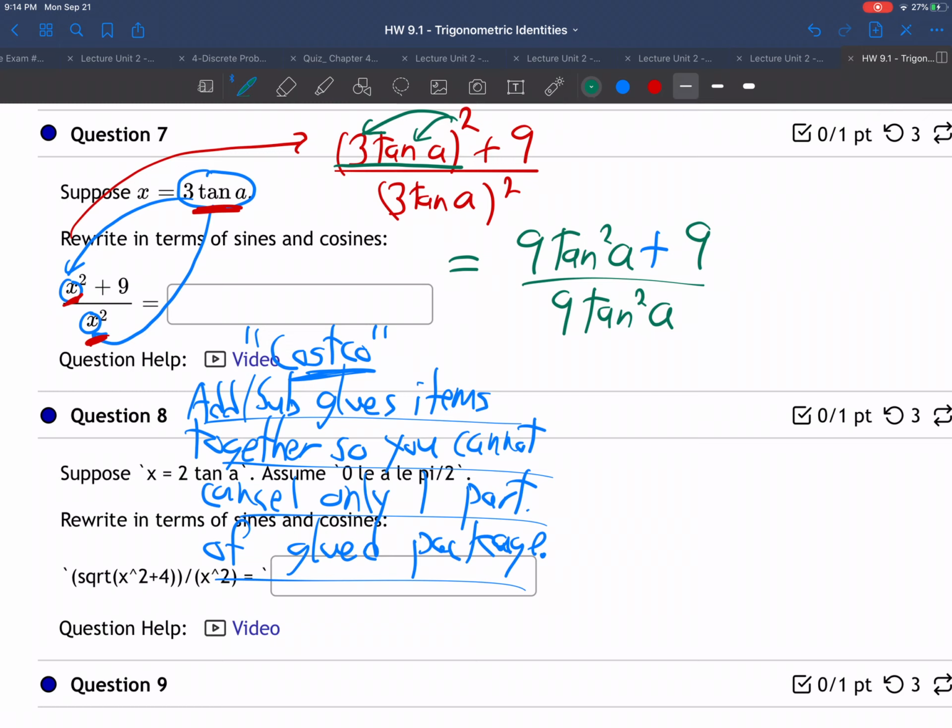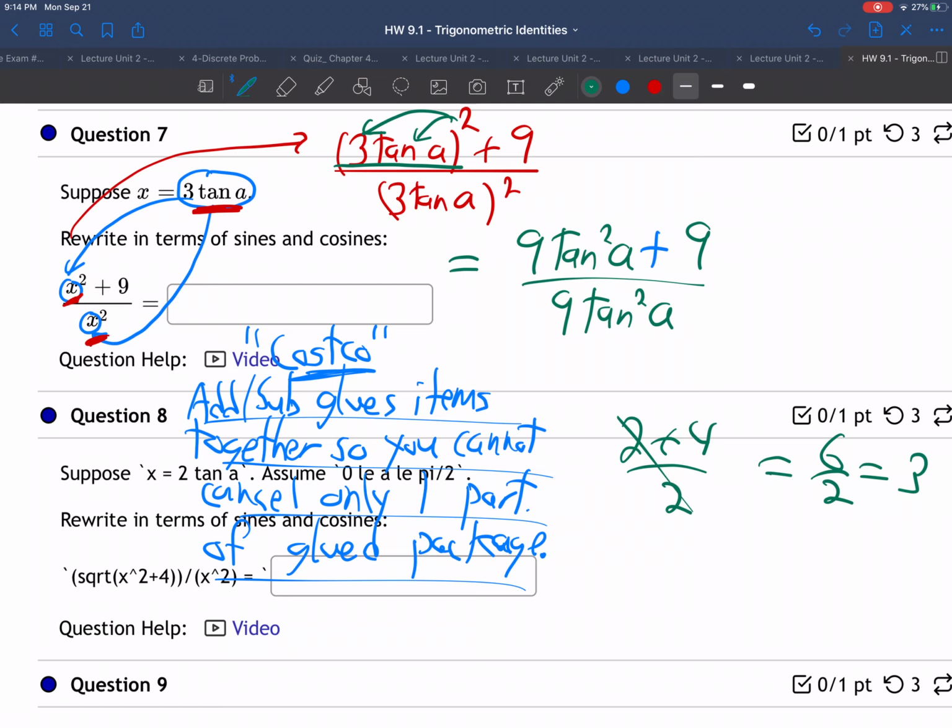Just think about numbers. What if you had 2 plus 4 over 2 and you canceled the 2's? And it would become 4. But it's not 4. You know in reality it's 6 over 2, right? 2 plus 4 is 6. And what's 6 divided by 2? It's really 3, not 4. See how wrong it is to cancel those out?